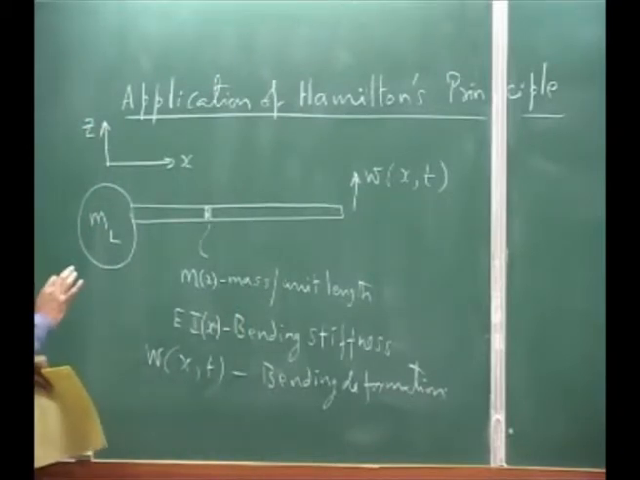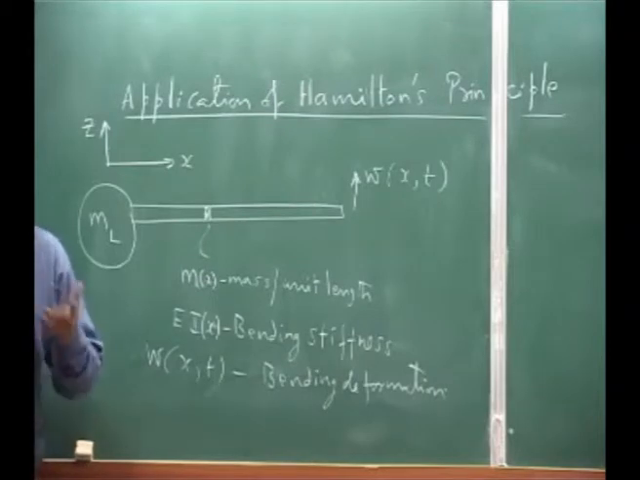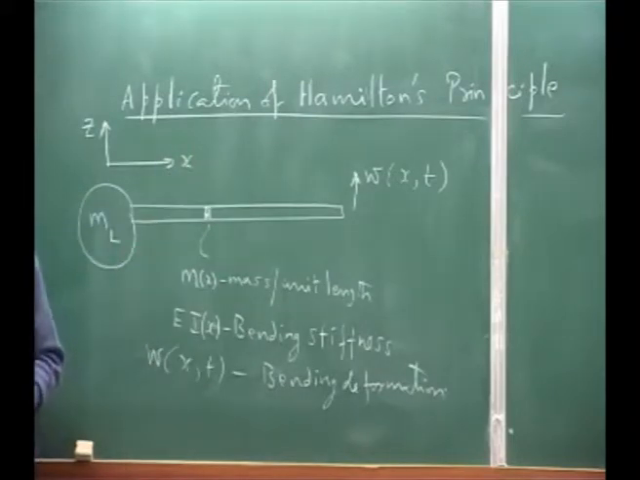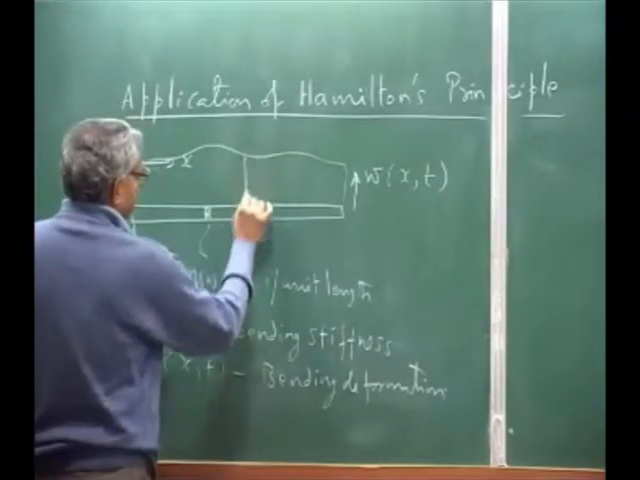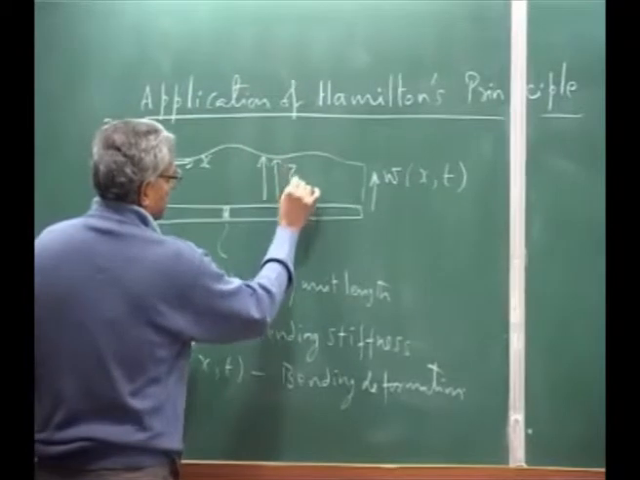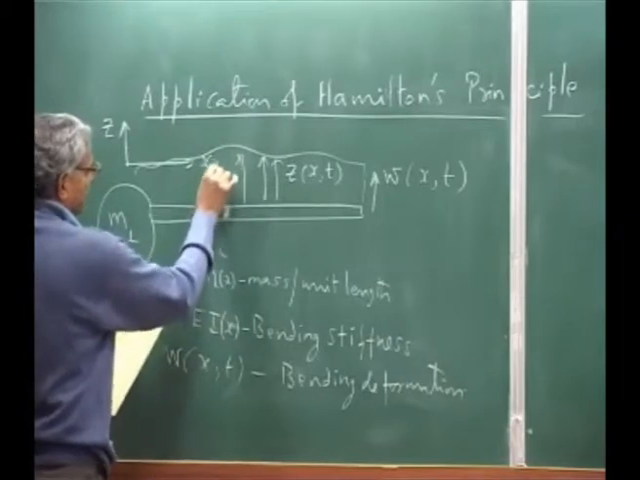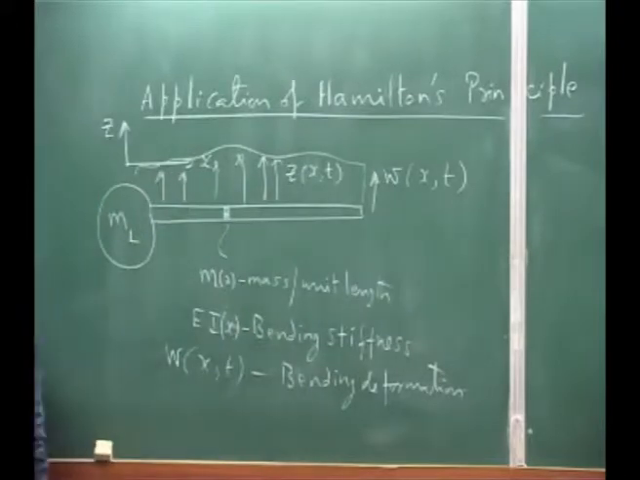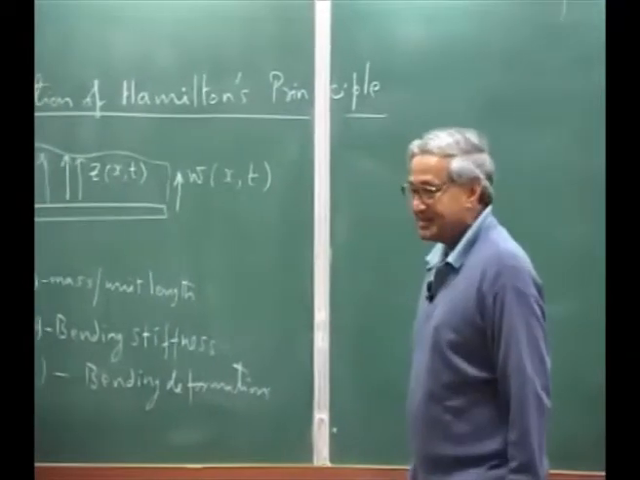So for this beam, you have to write the kinetic energy, potential energy or strain energy, and then the distributed load. If you take the distributed load, we can define that by some C of x, t, this is my external load which is acting on the wing. Okay. Now let us write the kinetic energy expression.